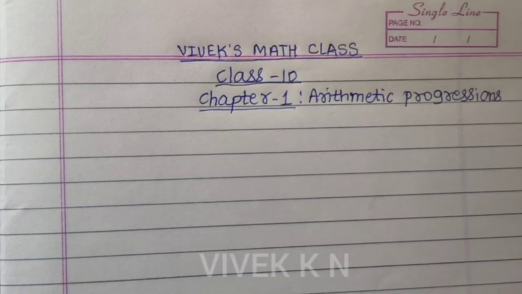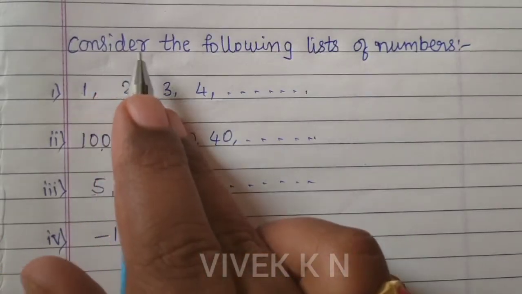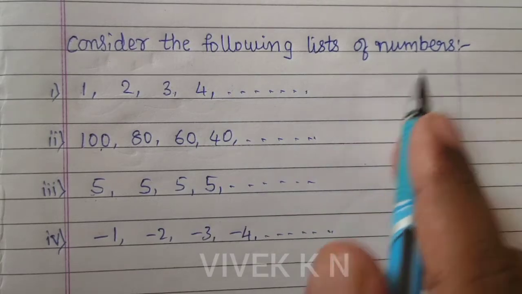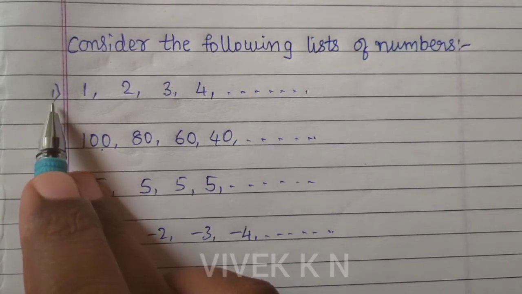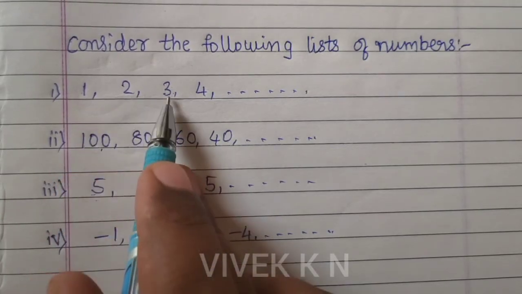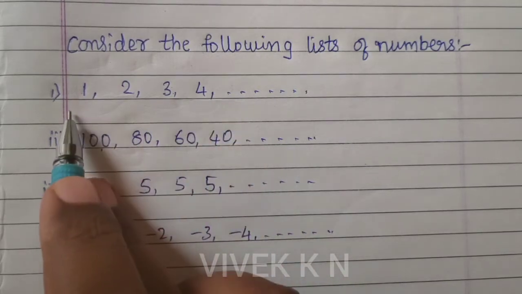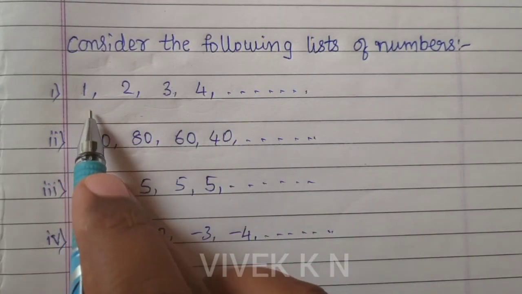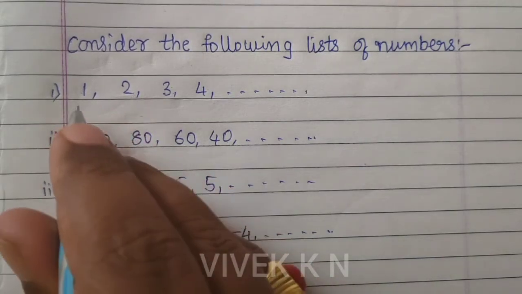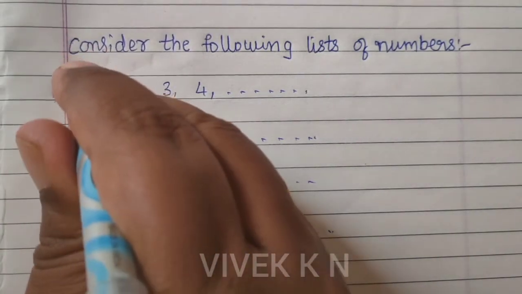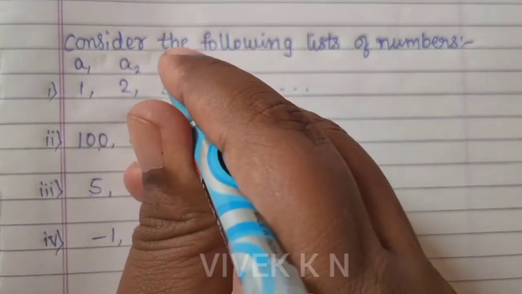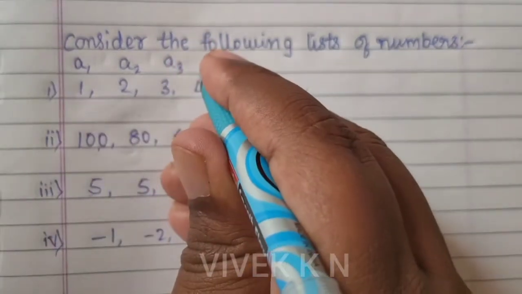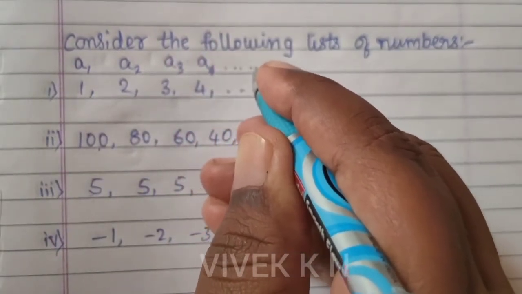Before entering into this chapter, let us understand the basic concepts of sequence. Consider the following lists of numbers. Here there are 4 sequences. In the first sequence 1, 2, 3, 4. Each of the numbers in the list is called a term. The first term is denoted as A1, second term as A2, third term as A3, fourth term as A4, and so on.